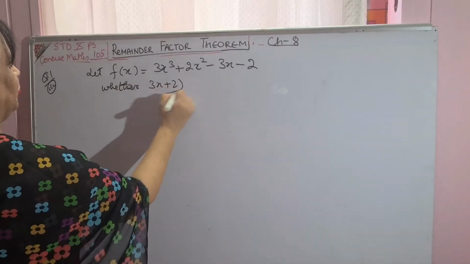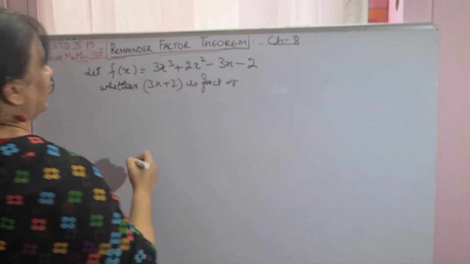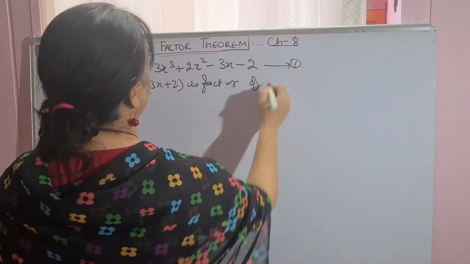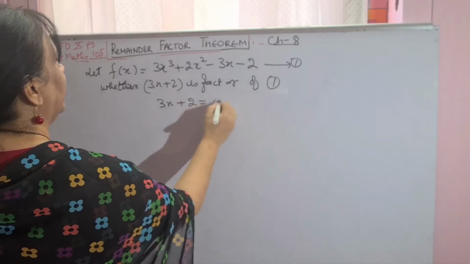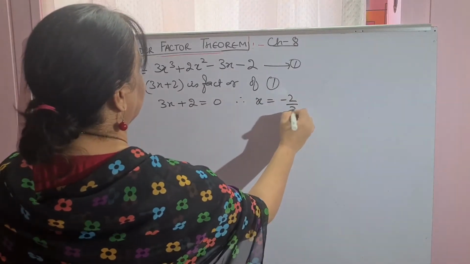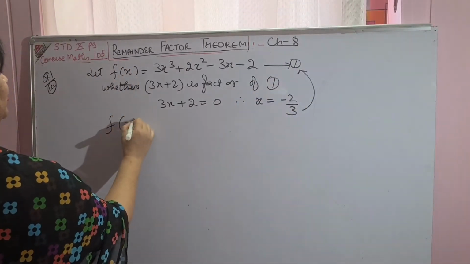whether 3x plus 2 is a factor of the given polynomial. So you know what to do. You just have to put 3x plus 2 is equal to 0, take out the value of x, that will be minus 2 upon 3, and substitute in f(x). If the value comes to be 0, yes.